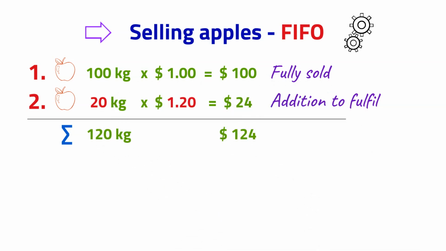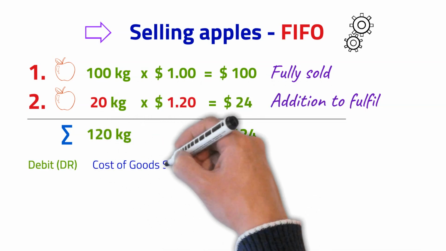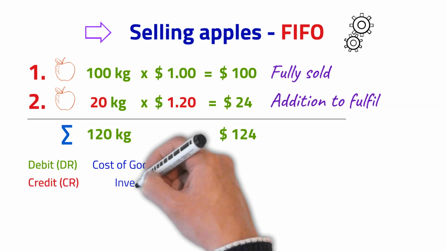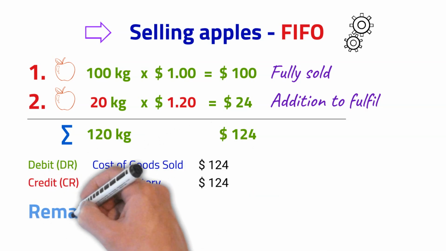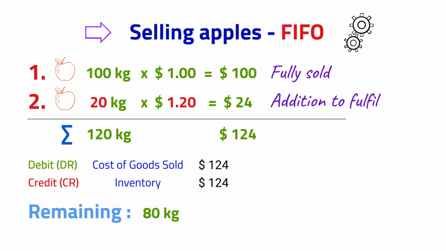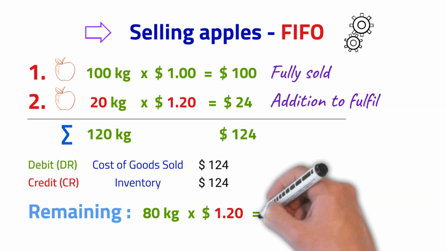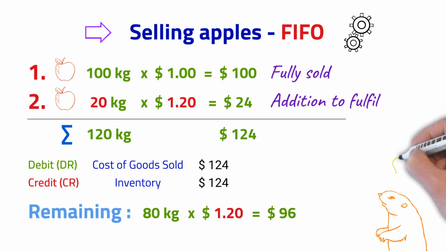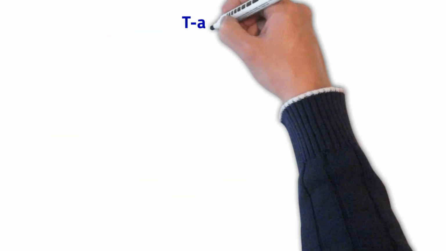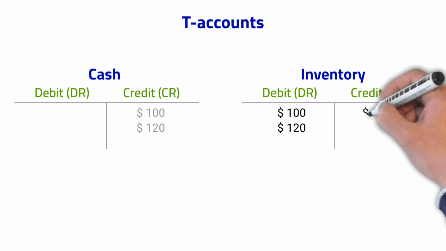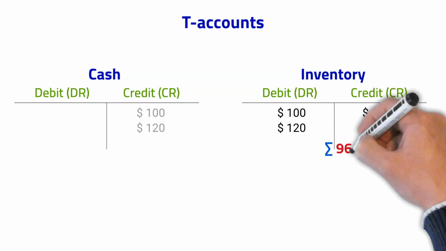Journal entries would be debit cost of sales 124, credit inventory 124. Ending inventory would be 80 kilograms from the remaining batch at $1.20 per kilo, which is $96 in total. And that's exactly what you end up with in a T account of inventory after crediting it by 124.